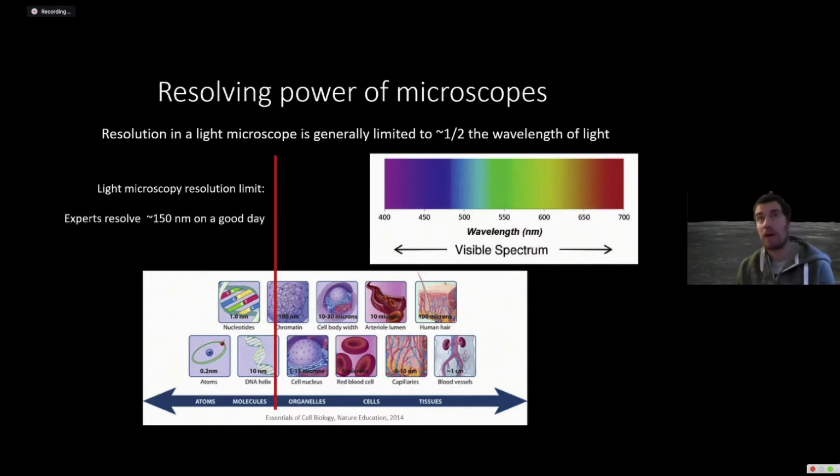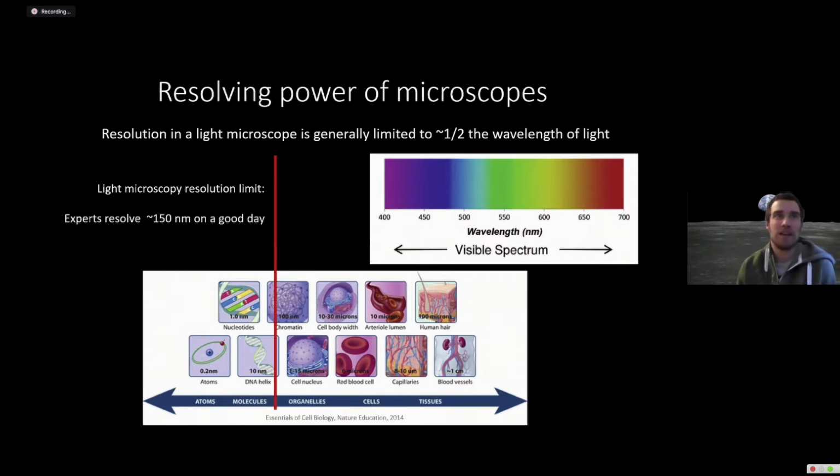So how does resolution work in microscopes? We're not just magnifying stuff, we want to be able to see not just blobs, we want to be able to resolve very small things using microscopes. And in a light microscope, you're generally limited to this idea of half the wavelength of light. To put up a cheat sheet if you don't remember your light wavelengths, they correspond to color.